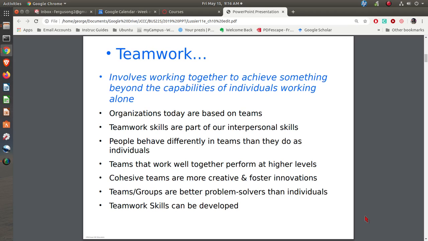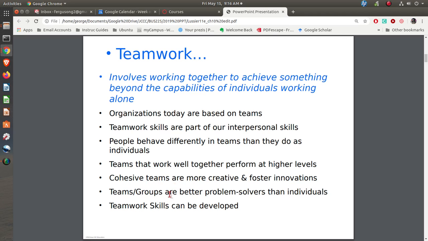Now, teamwork is basically folks getting together to get something done that they couldn't have done on their own. Now, there's a lot of organizations that are moving more towards teams, and we're going to look at the difference between groups and teams. And those teamwork skills, where you can actually work together with someone, are a huge part of our interpersonal skills. We tend to behave differently in teams than we do as individuals. There's some dynamics and things that come into play.